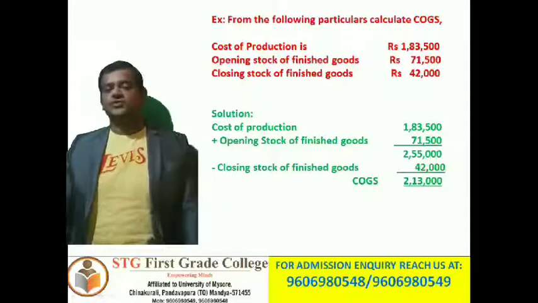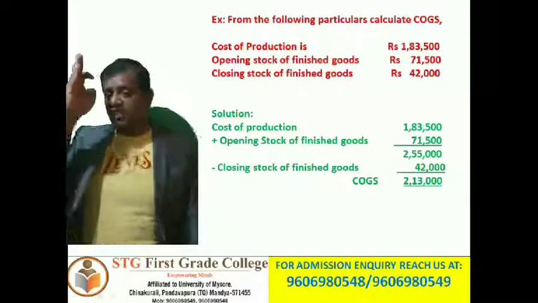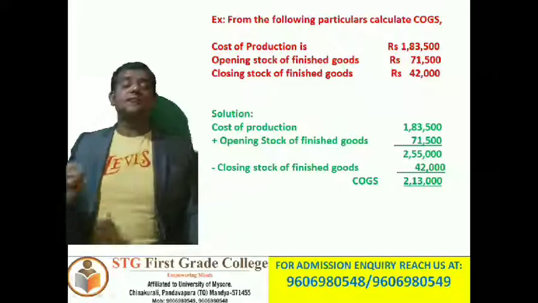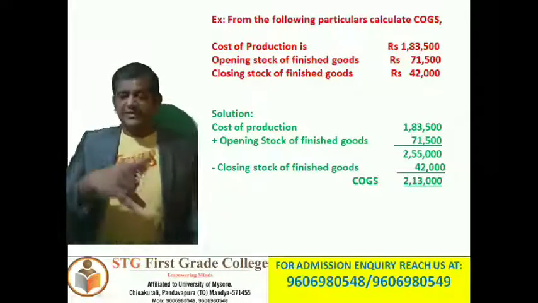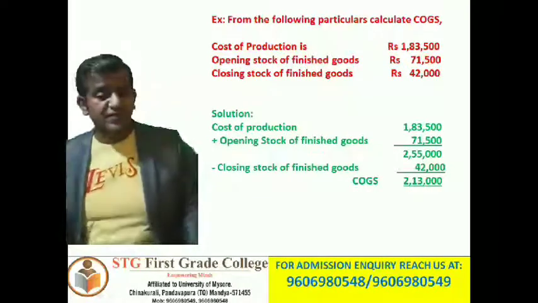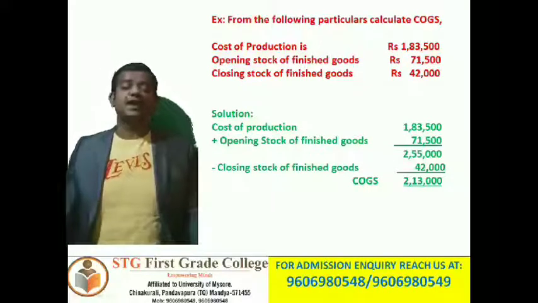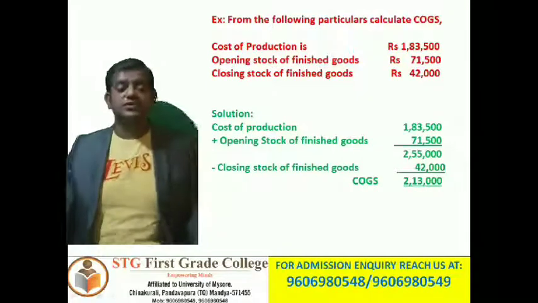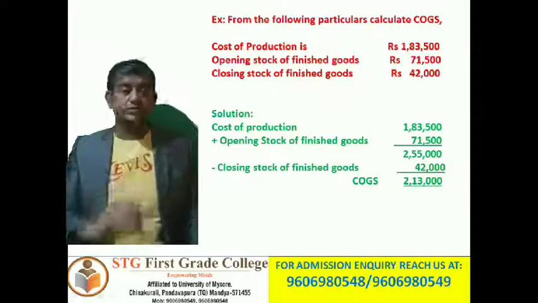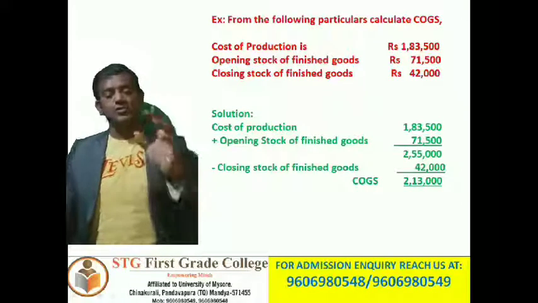Cost of production, add opening stock of finished goods 71,500. That comes to 2,55,000. Less closing stock of finished goods, that is 42,000, deducted from 2,55,000. So we get cost of goods sold of 2,13,000. This is how we have to identify cost of goods sold. This is one more example of adjusting the stock.